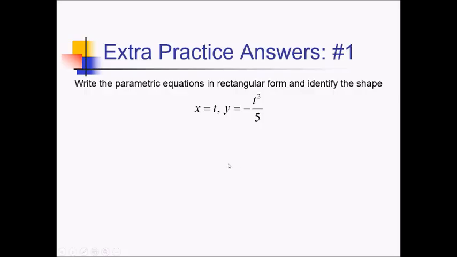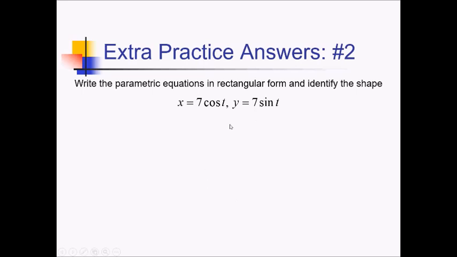For this one, to write this in rectangular form, I notice first off that I can do an easy substitution. Wherever I see a t, I can replace that with an x. Rectangular form, you just basically have to have y and x and no t in the formula. So I'm just going to replace this t squared with an x squared. And y equals negative x squared over 5 is going to be my rectangular form. This, since we only have a single squared term, must be a parabola.